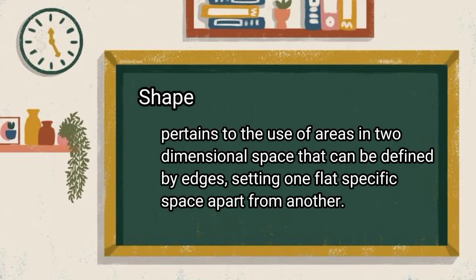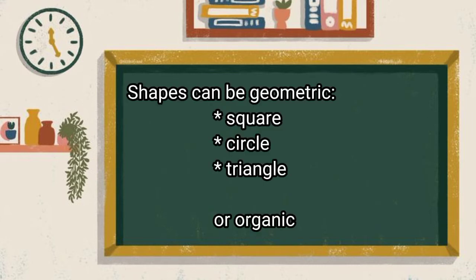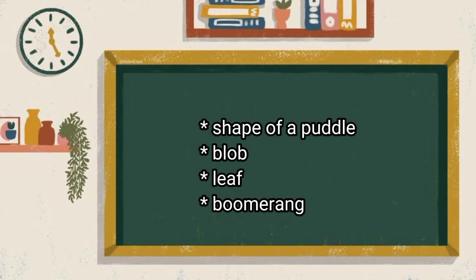Next is shape. Shape pertains to the use of areas in two-dimensional space that can be defined by edges, setting one flat specific space apart from another. Shapes can be geometric, like a square, circle, or triangle, or organic, like the shape of a paddle, blob, leaf, or boomerang.